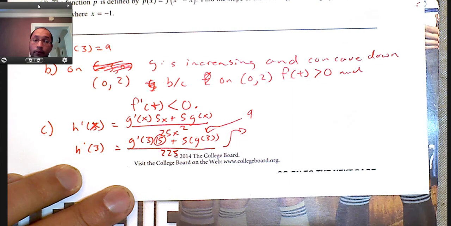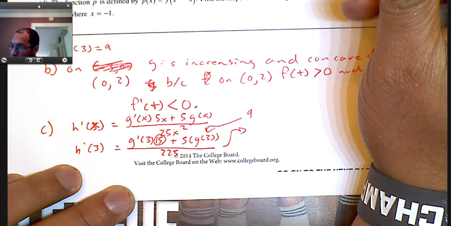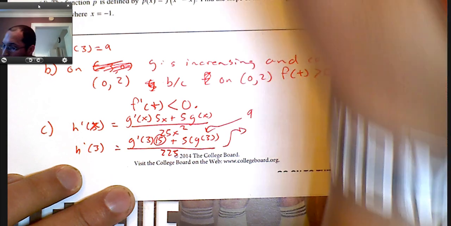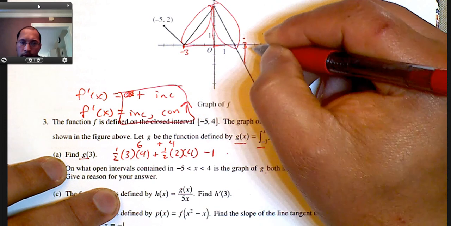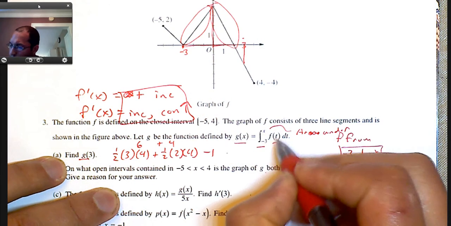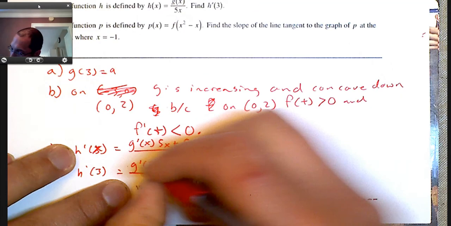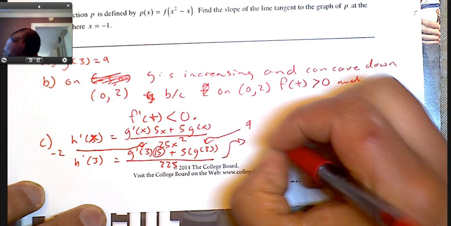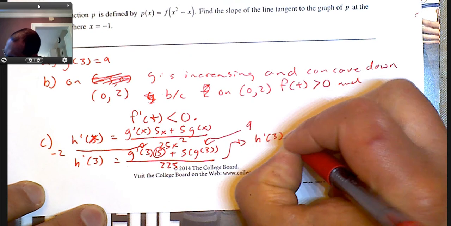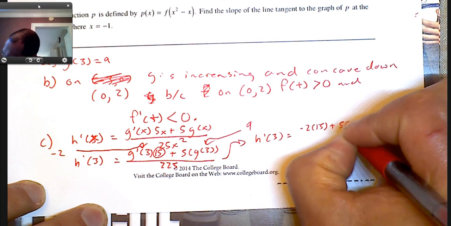So g prime of 3 is basically just f of 3, yeah? So whatever f of 3 is. If we look at our graph, g prime of 3 is basically the derivative of the integral, so they kind of cancel out. So f of 3 is -2. Okay, so right here, -2. Okay, h prime of 3 equals -2 times 15 plus 5 times 9 over 225.